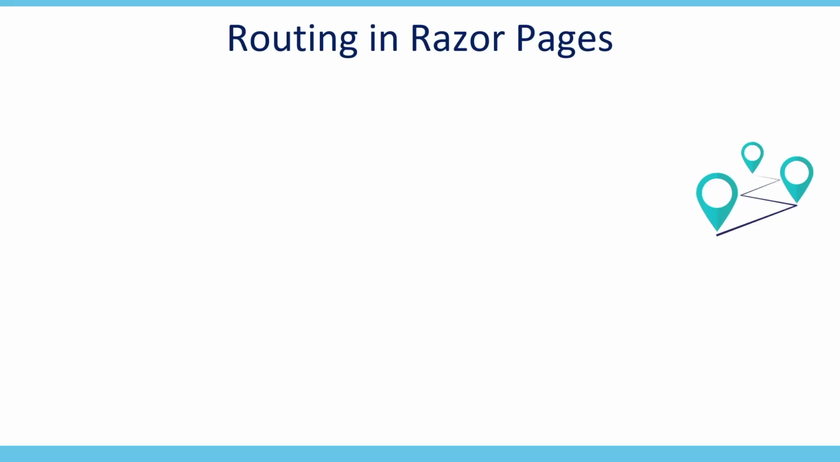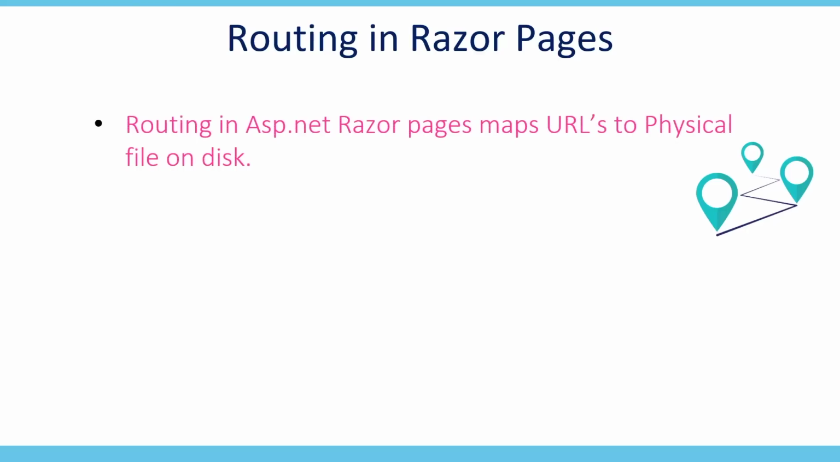One of the top-level considerations for the developer of a server-side web application framework is how to match the URLs to the resources on the server so that the correct one processes that request. The most straightforward approach is that you map the URL to the physical files on the disk, and this approach has been implemented by the ASP.NET team for the Razor Pages framework. So the routing in ASP.NET Razor Pages maps URLs to the physical file on the disk.